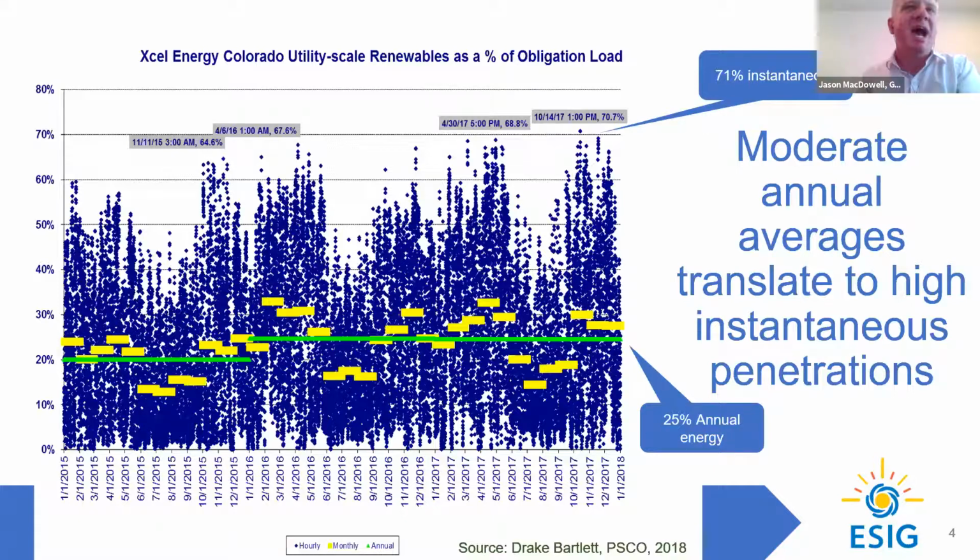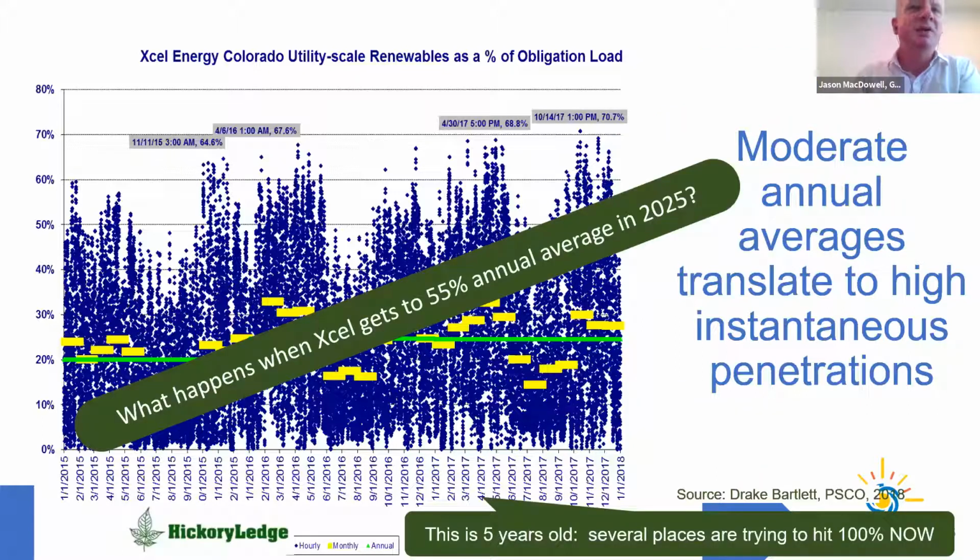And the question is, how do we make sure we can maintain stability under all of those operating scenarios when we have higher penetrations, even though they are only a few hours a year? So, okay, that's what happened with 25% annual energy. What happens with 55% annual energy in 2025 when Xcel increases their penetration and can have more energy being served? What does that look like in the footprint, and how does Xcel cooperate with its neighbors in order to be able to achieve that penetration, especially instantaneous penetration that approaches 100%?